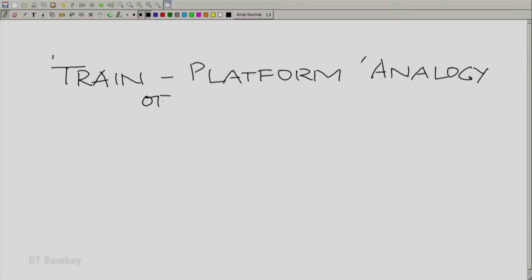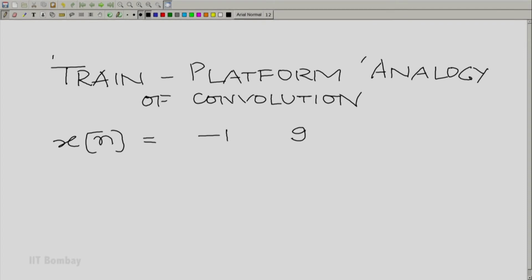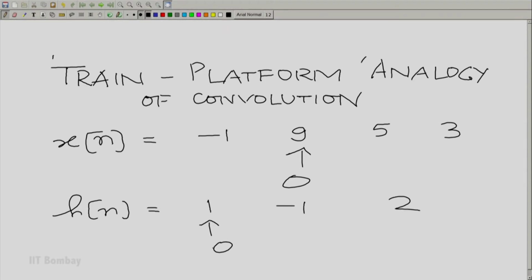Let me now build that train platform analogy of convolution. So, let us take the same sequence that we were dealing with. x[n] is respectively -1, 9, 5, 3 at n = -1, 0, 1, 2, and h[n] is 1, -1, 2 at n = 0, 1, 2.